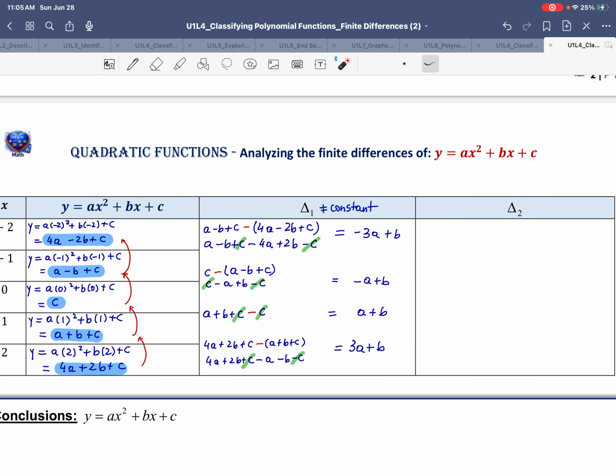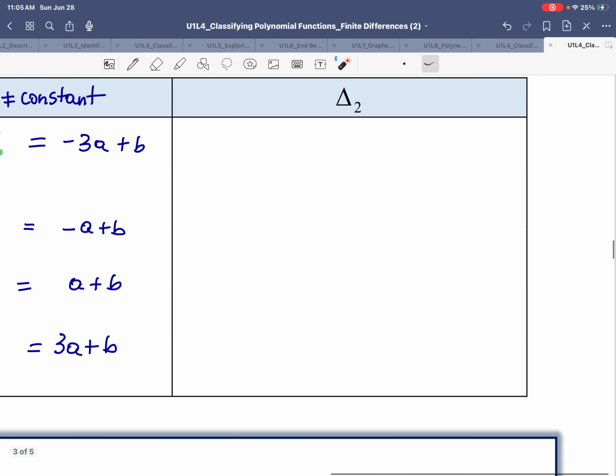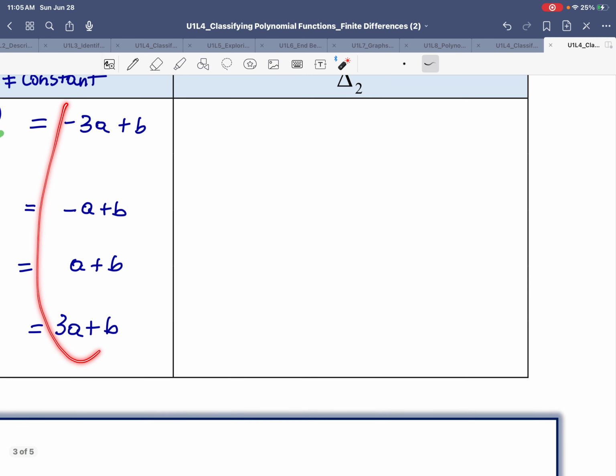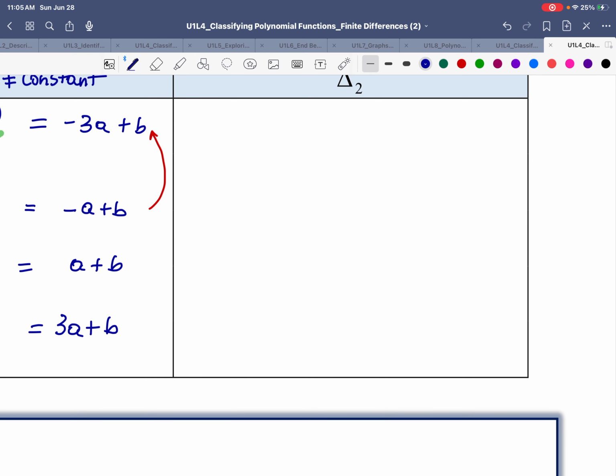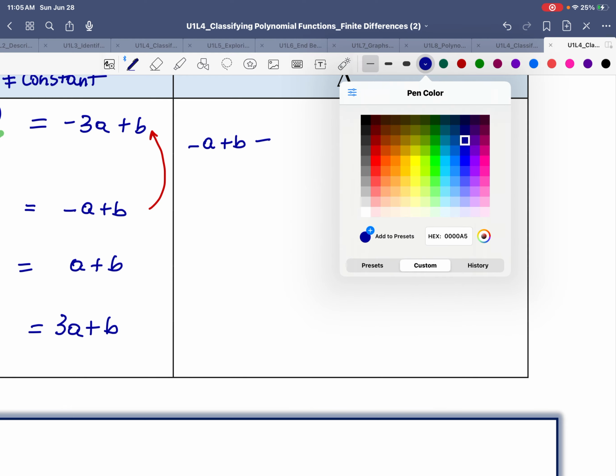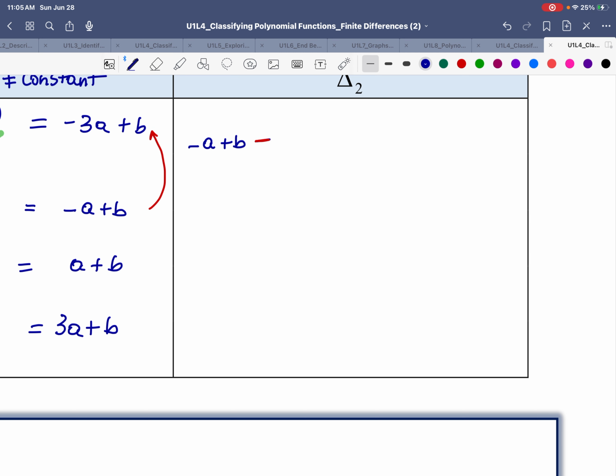Now, we'll continue with the second differences, which are the differences of the first. So this is the list of our first differences. We're going to find their second differences. They're found in the same fashion. So we have negative a plus b, and we're subtracting negative 3a plus b. So negative a plus b minus negative 3a, plus 3a, minus b would be negative b. You see that this time we have b and negative b, which add to 0. Negative a plus 3a is 2a.